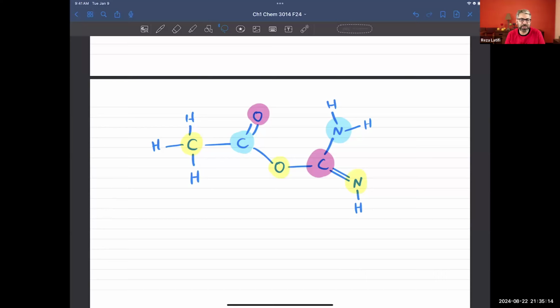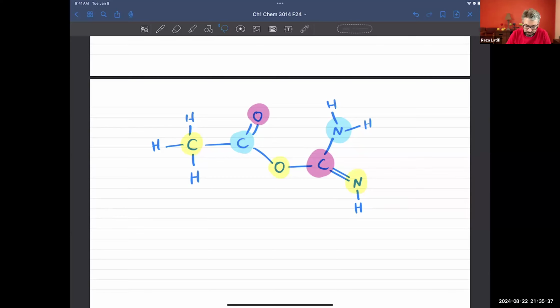Welcome back to another lecture. In this lecture, I'm going to go through an example. In the example you see in front of you, I highlighted a bunch of elements, and I'm going to ask you to find the hybridization, geometry, and bond angles that I'm going to assign. We're going to start from the left side with carbon.